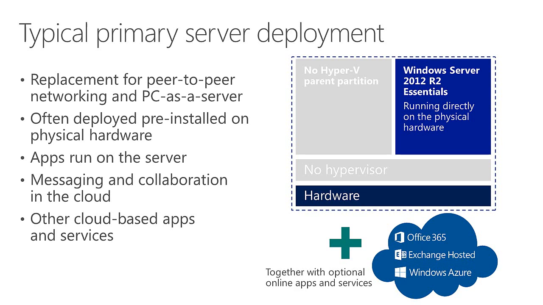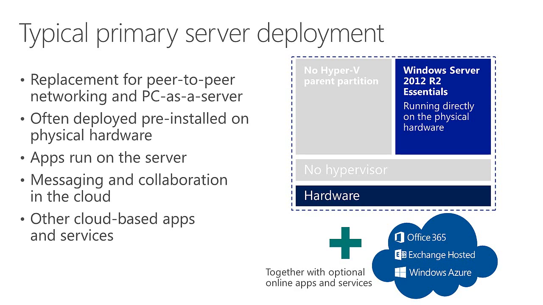So you can run applications on the server, so that's another thing that it provides as a value for the business, is just a very stable central platform that can be used to run line of business applications. You can also use Essentials to work together with messaging and collaboration software or services that are available in the cloud as well as on premises, as well as other cloud-based applications and services that can be integrated into the environment.